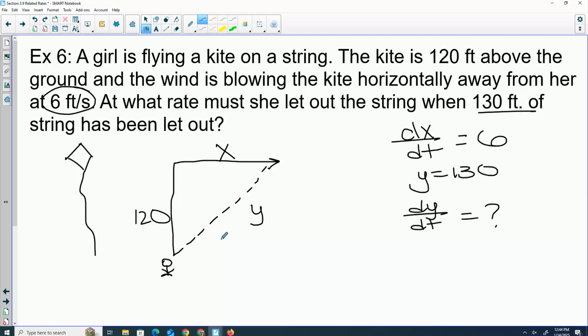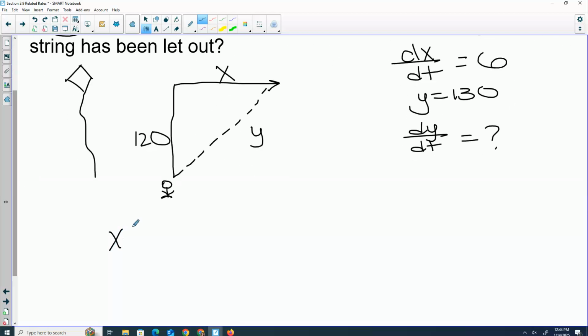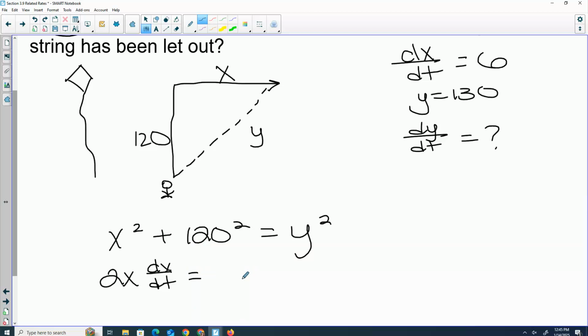Okay, is this 120 changing? No, so I don't have to worry about a rate or a variable there. So we set up Pythagorean theorem. x squared plus 120 squared equals y squared. So you don't put a 0 in. So now what do I need to do? Derivative. Okay, derivative of x squared would be 2x dx dt. Okay, 120 squared, derivative of that is 0 because it's constant. Derivative of y squared would be 2y dy dt.